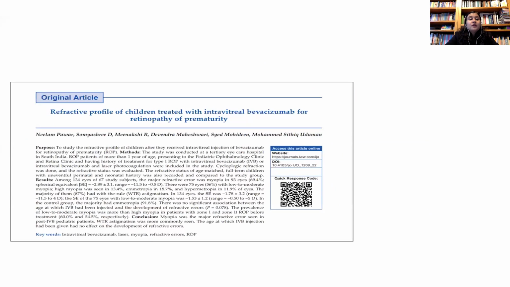So our group published a study on the refractive profile of children treated with IVB for ROP, and we found that among 134 eyes of 67 study subjects, the major refractive error was myopia, which was seen in 93 eyes with a spherical equivalent of minus 2.89 with a standard deviation of 3.21 diopter.